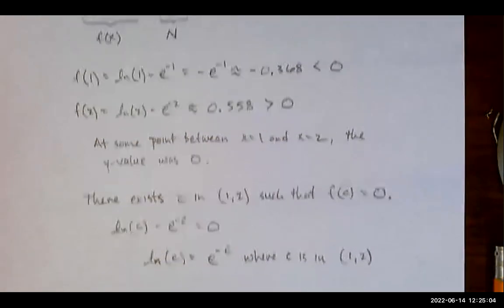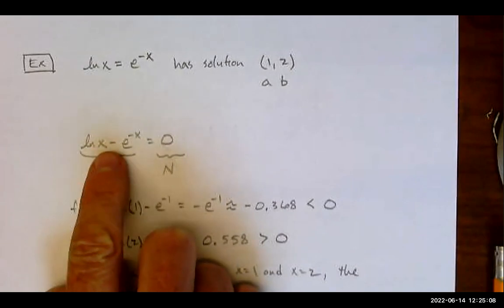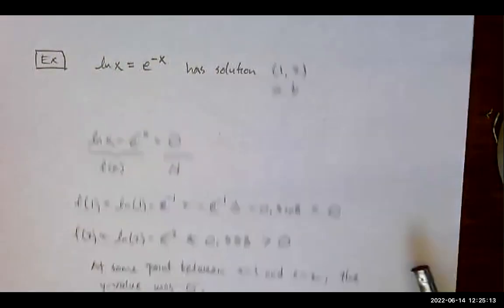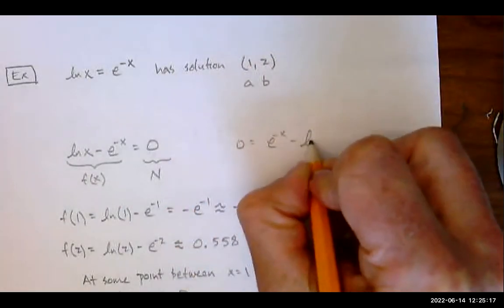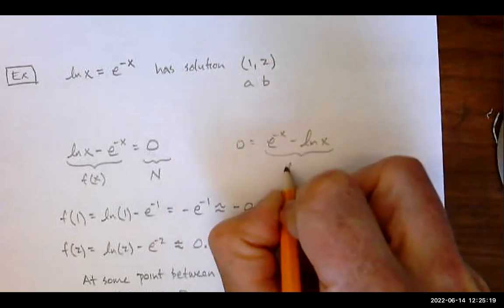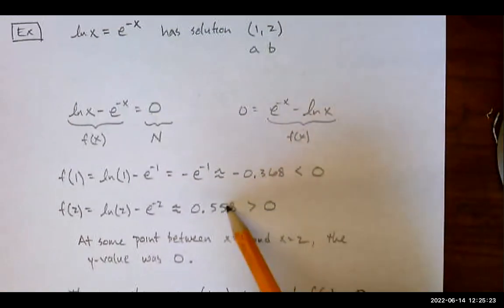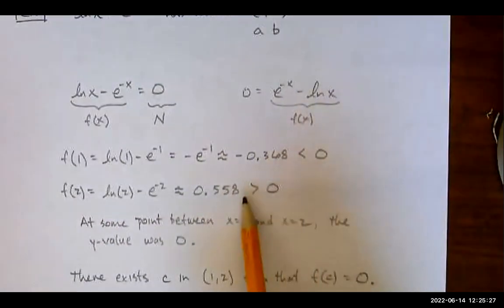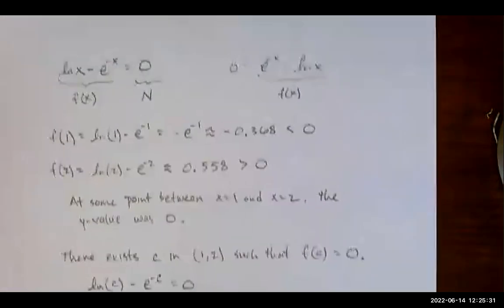Now you might ask, hey, did we have to do it with this style, natural log x minus e to the negative x? No, it could have been done the other way. Now we could have taken the function to be this. No problem. I think that ends up reversing what is positive and what is negative, but still we're going to show it. If we get one negative and one positive, doesn't matter the order. We know it passes through 0 at some point between them.